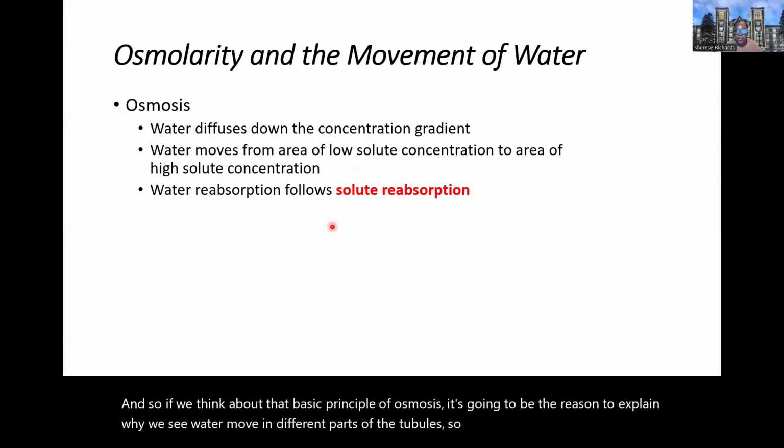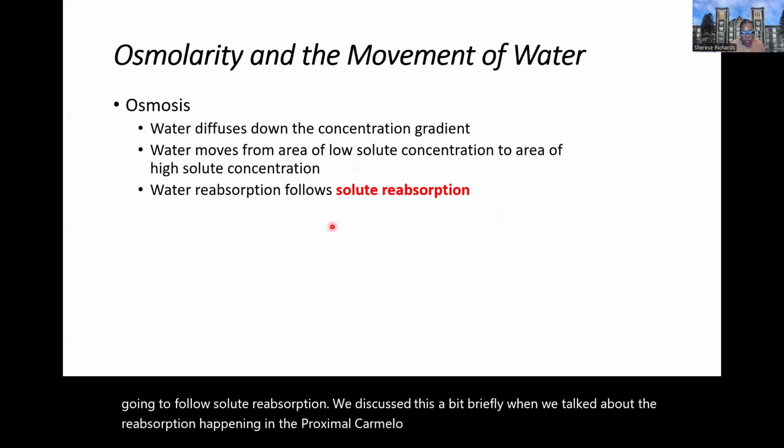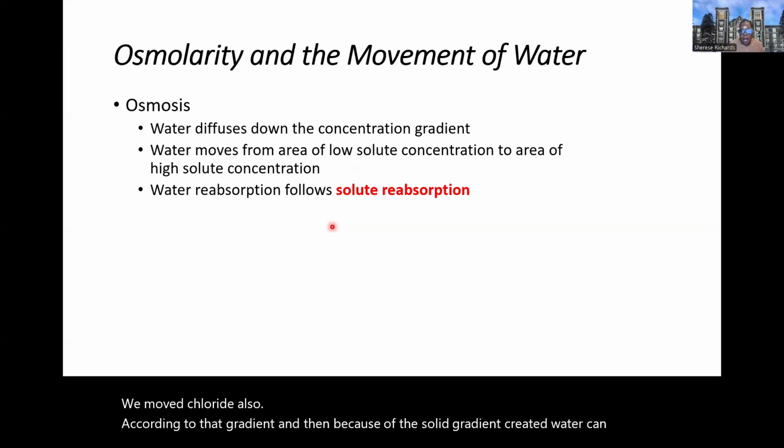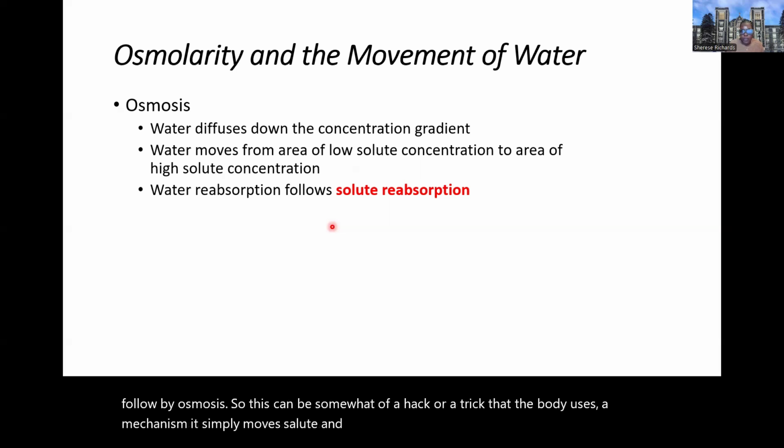So water reabsorption is simply going to follow solute reabsorption. We discussed this a bit briefly when we talked about the reabsorption happening in the proximal convoluted tubule. So we moved sodium across that membrane actively. We moved chloride also, according to that gradient. And then because of the solute gradient created, water can simply follow by osmosis. So this can be somewhat of a hack or a trick that the body uses, a mechanism. It simply moves solute and then water follows. Okay, we'll see that quite a bit in the different areas that it is absorbed.